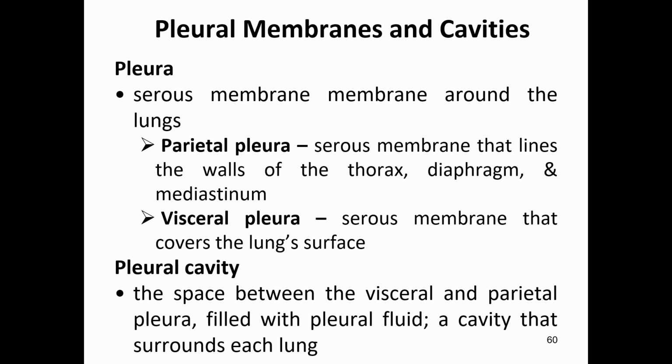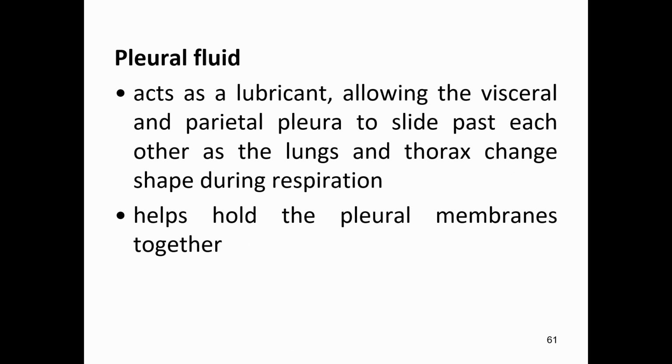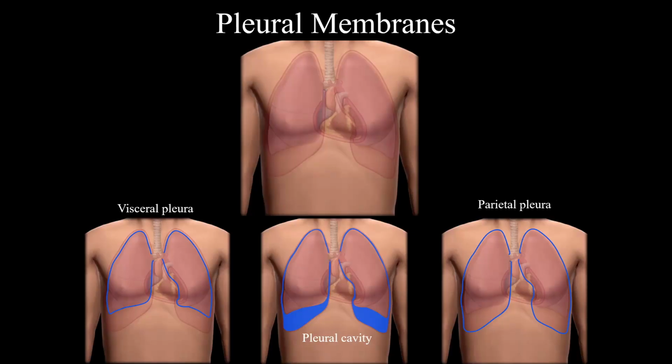The pleural cavity is the space between the visceral and parietal pleura, filled with pleural fluid, a cavity that surrounds each lung. Okay, so the pleural fluid acts as a lubricant, allowing the visceral and parietal pleura to slide past each other as the lungs and thorax change shape during respiration. It helps hold the pleural membranes together. Okay, so your visceral pleura is directly covering the lungs. The outermost portion is your parietal pleura, and the space in between your parietal and visceral pleura is your pleural cavity.